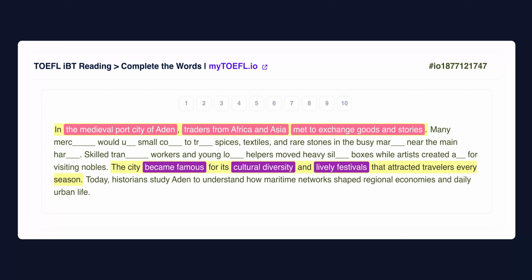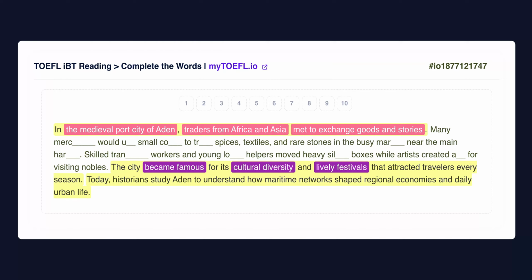And now for the final sentence. The last sentence of a paragraph often gives a conclusion or explains the modern-day importance of the topic. Let's listen to see how it wraps up the story of Aden and connects its past to the present. Today, historians study Aden to understand how maritime networks shaped regional economies and daily urban life.